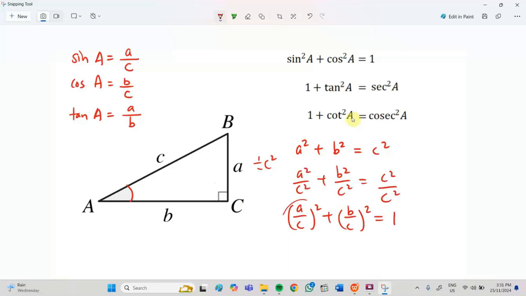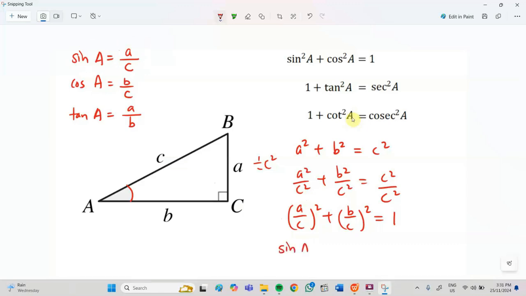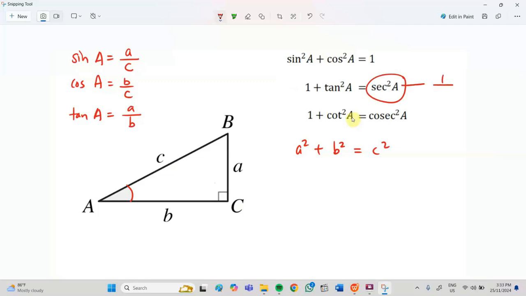And you can see that a over c is actually sine A. Hence we have sine squared A, or we can write this as this. And also b over c is cosine A, hence we have cosine squared A, which equals 1. Hence we derive our first basic identity. Then for the second identity, we refer to this again. Second is 1 over cosine.